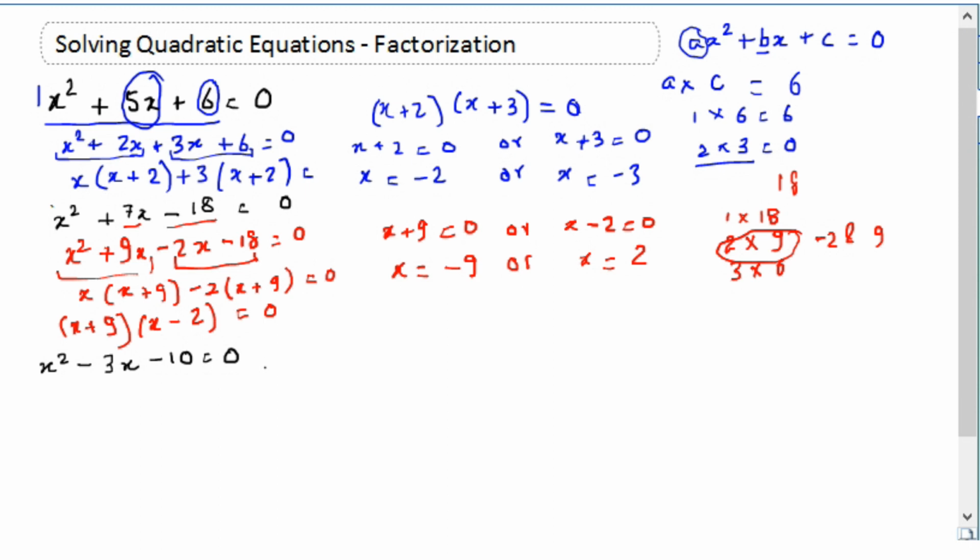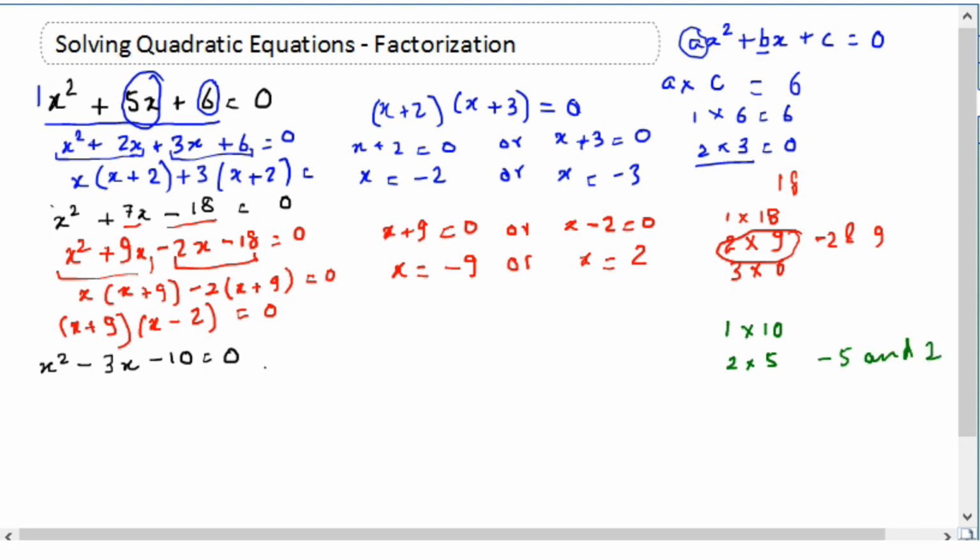cases probably in the next video, but here again we are looking at the factors of 1 multiplied by 10, which is 10. So 1 into 10, that is one number, or 2 into 5 gives us 10. So those are the only two combinations that we have, and to get negative 3 we know that we can have the numbers as negative 5 and positive 2.